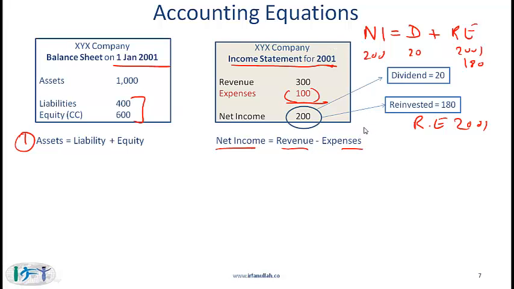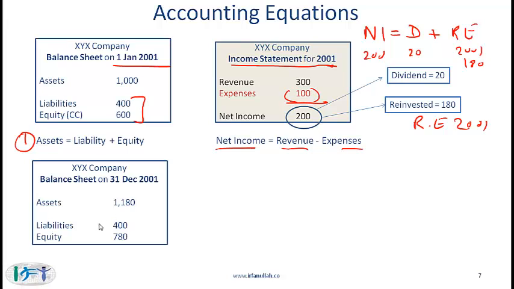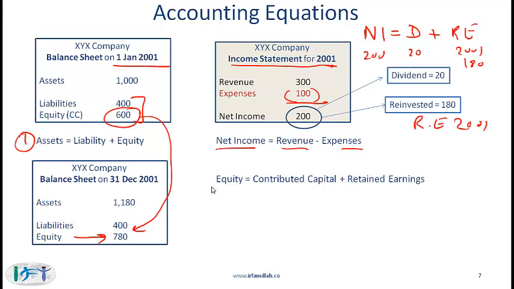Given this income statement, what does the balance sheet look like at the end of the year? The answer is right here. Notice that the equity has gone up by 180. So from 600, the equity has gone up to 780. This is because the equity is equal to our initial contributed capital of 600 plus the retained earnings of 180. That gives us 780. The assets have also gone up by 180 because our liabilities are the same. You can think of this 180 reinvested as adding to the cash balance. So our assets go up by 180.